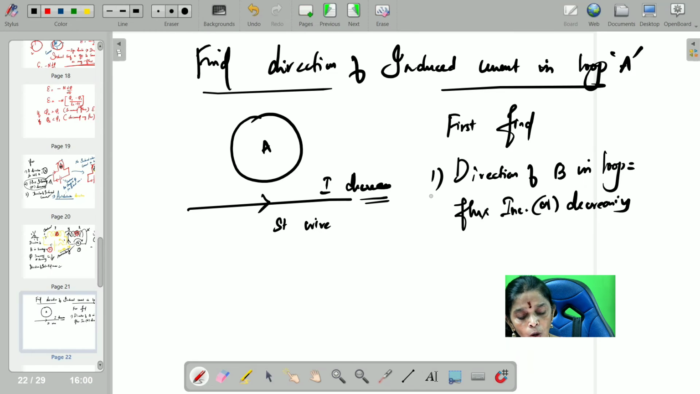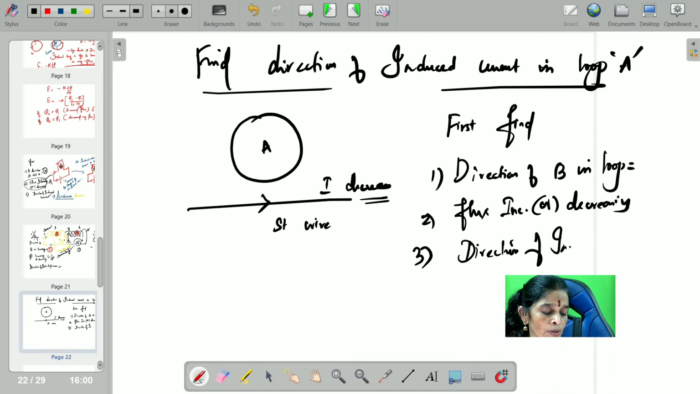Next, what do you find out? What are you supposed to find out? Direction of the induced current. So now you tell me what is the direction of B in the loop. How to find out? Use right hand thumb rule, that's all.